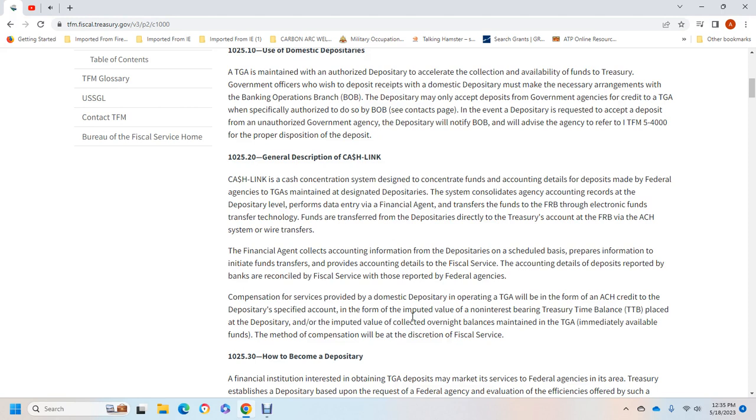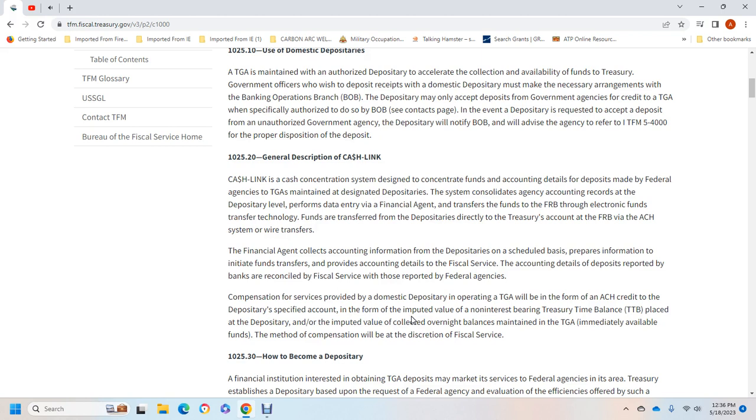Transfers from the Federal Reserve Bank through electronic funds transfer technology: funds are transferred from the depository directly to the Treasury account with the Federal Reserve Bank via the automated clearinghouse system and wire transfers. Financial agent collection and accounting information: the depository schedule-based system prepares information to initiate fund transfers and provide accounting detail. Official services serve the accounting detail of the deposit report. Banks reconcile official services with those reported by federal agencies.